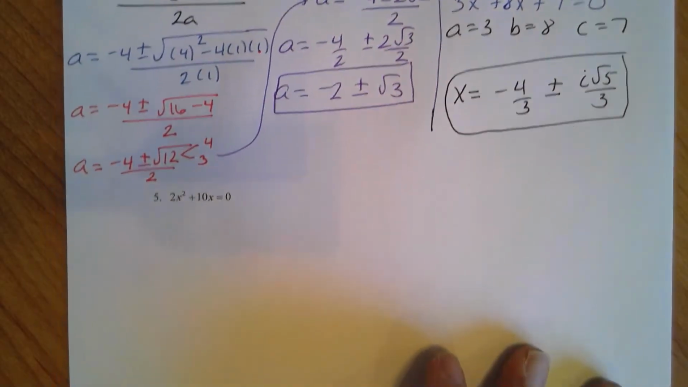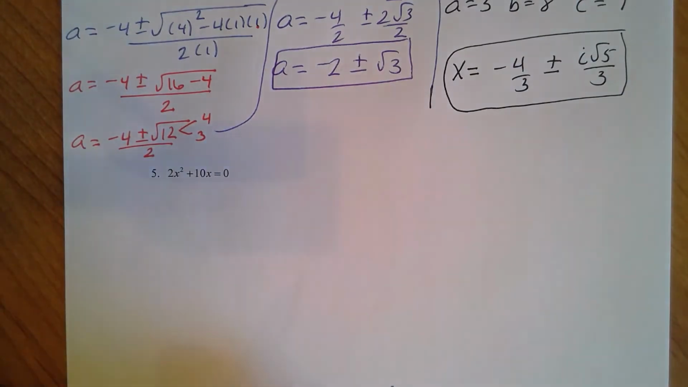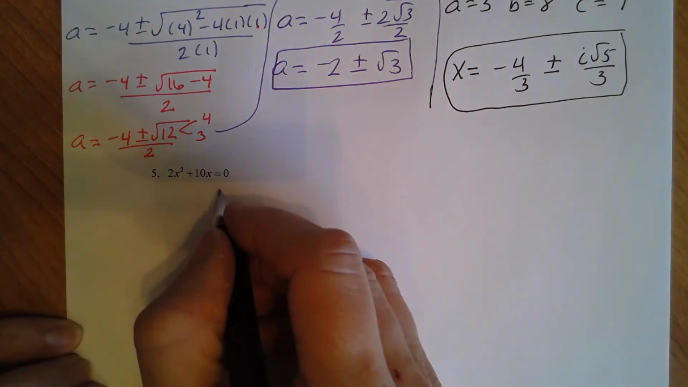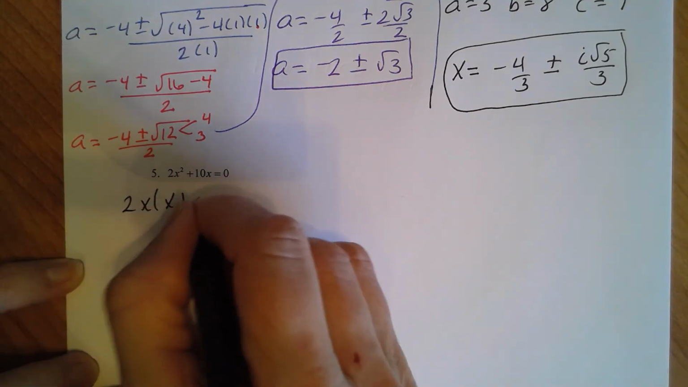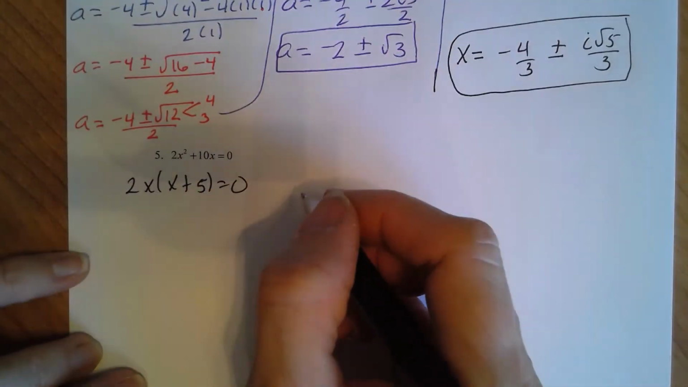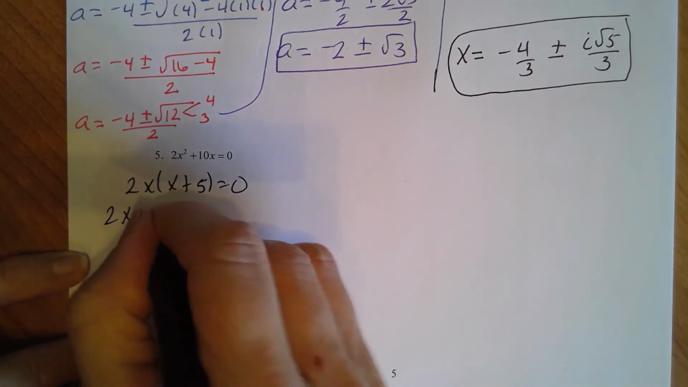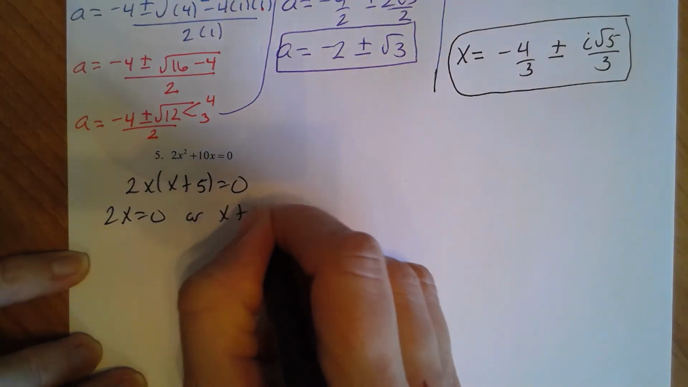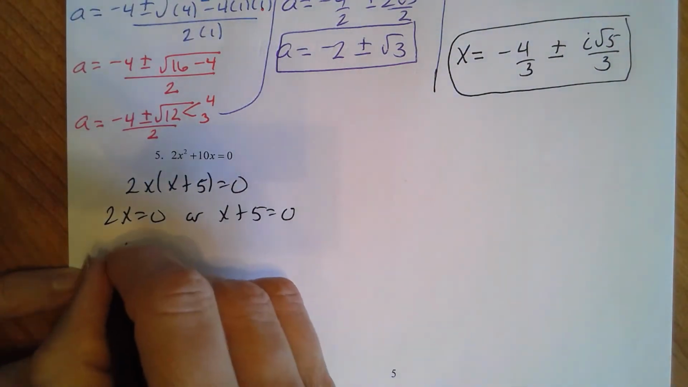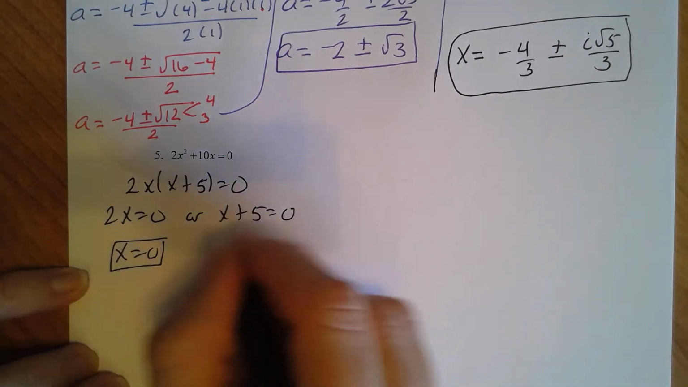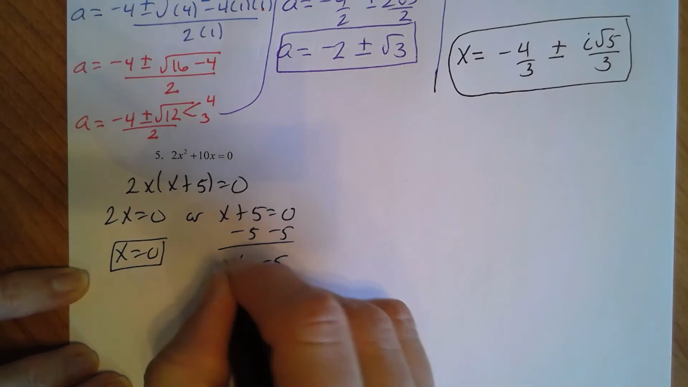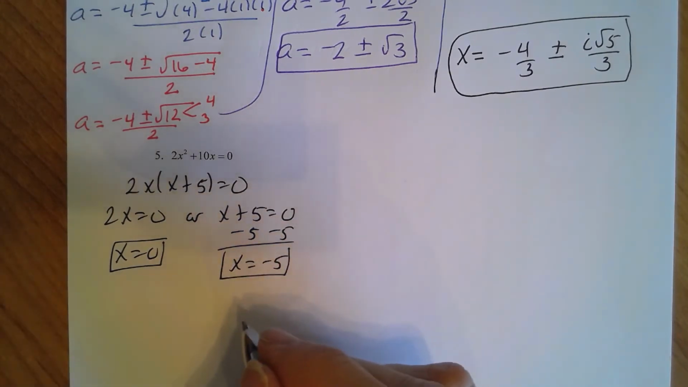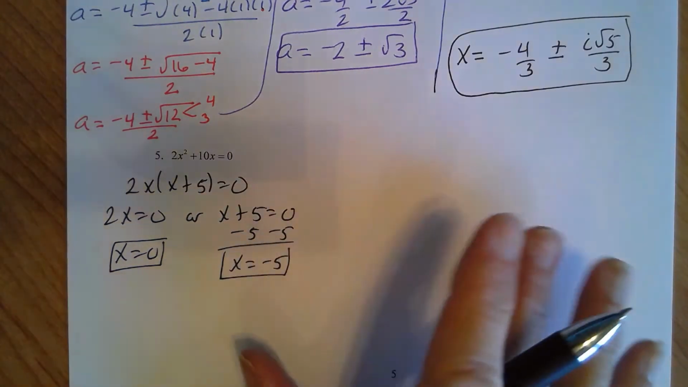Alright, on number 5 we have 2x squared plus 10x equaling 0. Well, I would not do the quadratic formula. This is just GCF. Take out a 2x, and I'm left with x plus 5 equaling 0. Set 2x equal to 0, or x plus 5 should equal 0. Divide by 2, so x would equal 0. Subtract the 5, so x would equal negative 5. So again, we have two answers, 0 and negative 5.